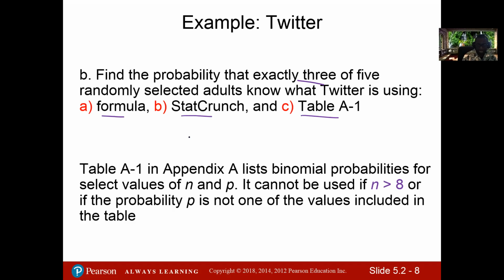All right. Now, one thing about the table you need to note is that it has a probability of success P, and then the number N. If N is greater than 8, we cannot use the table because the table is limited. And if the P value is not one of the values included in the table, then we cannot use the table. Basically, we cannot use Table A1.